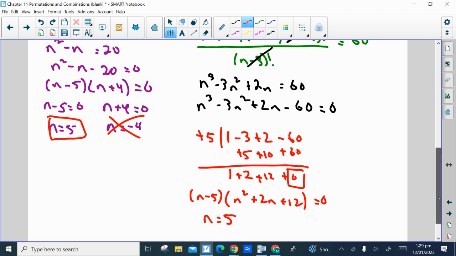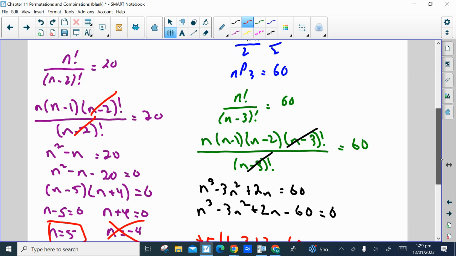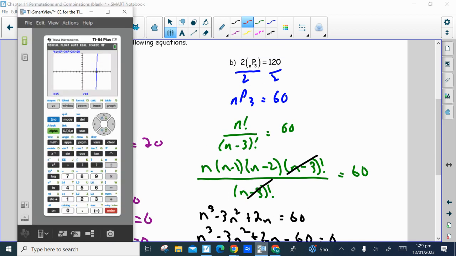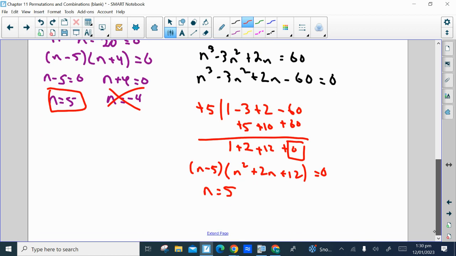Which, again, we can check going back to the original equation. So 2 times 5P3 should be 120, and it is. So it checks. Our answer works. All right.